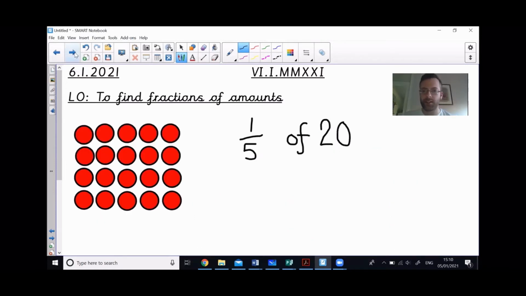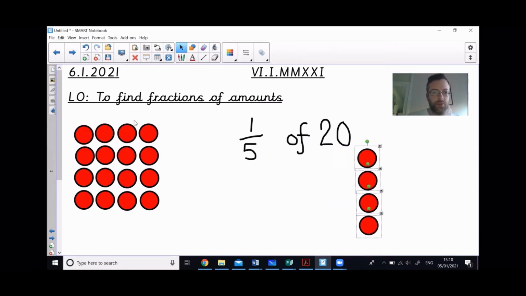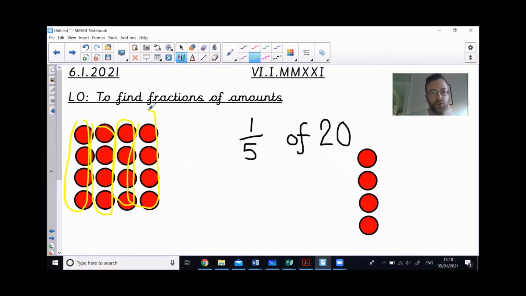Right, next one. A fifth of 20. Again, we've got 20 counters here, and I'm finding a fifth of them. So I'm going to split them into 5 groups. And again, it's evened up quite nicely for us. So I've got 1 group, 2 groups, 3 groups, 4 groups, 5 groups. Rather than me moving them all, you can see that I can just circle them. How many are there in each group? There are 4, so 1/5 of 20 equals 4.